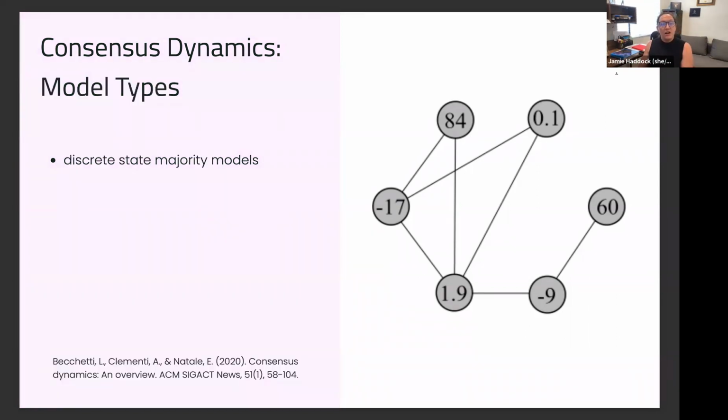Okay, and I should say that there are a lot of different model types that really fall into this.